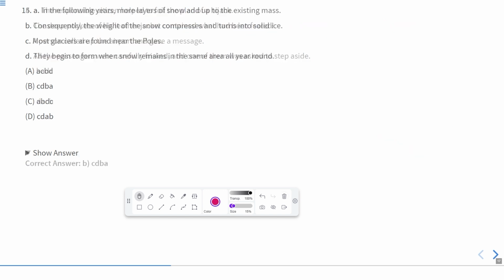Now let us move to the next one. Now this is 15th. Again the same type of question is given. We have four sentences, and we have to make them in a proper sequence. Now A sentence is, in the following years more layers of snow add up to the existing mass. Consequently means as a result of, the weight of the snow compresses and turns into a solid ice. Now whenever there is compressed ice and we collect it, that will become a solid ice. It means which cannot be broken easily.